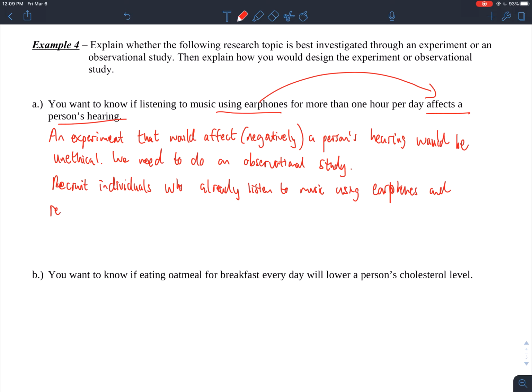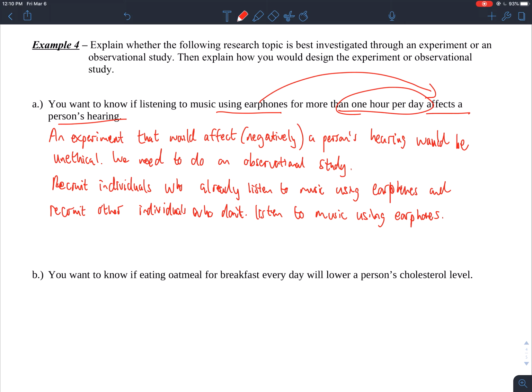and recruit other individuals who don't listen to music using earphones, okay, and then I'm sorry, it's more specific than that. For more than 1 hour per day, okay?